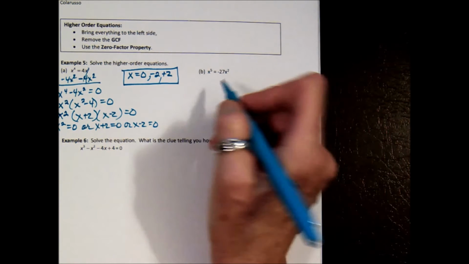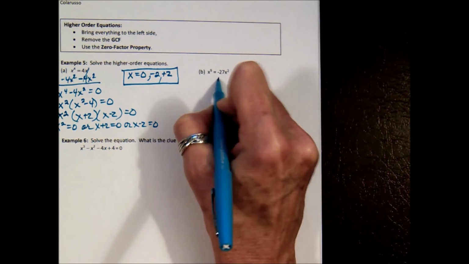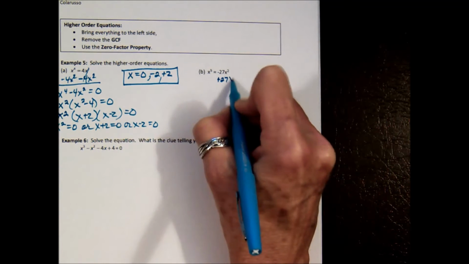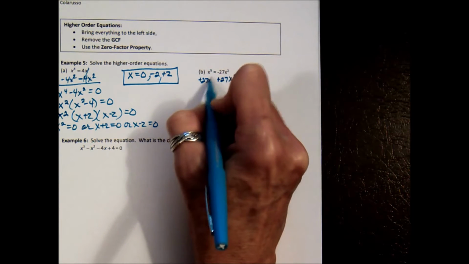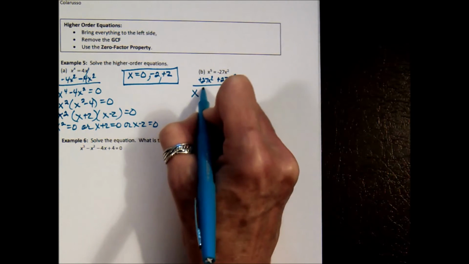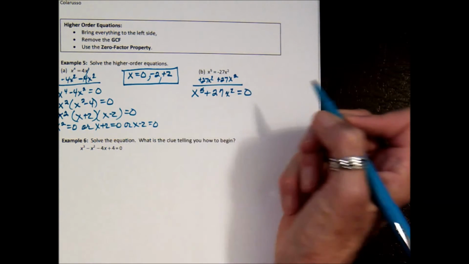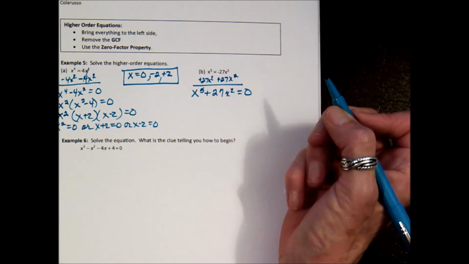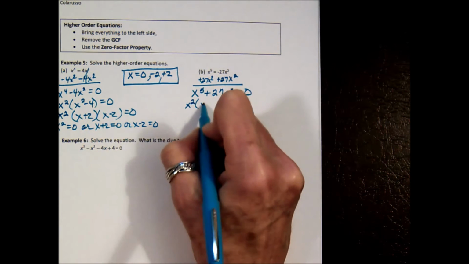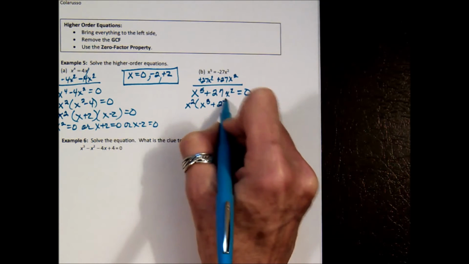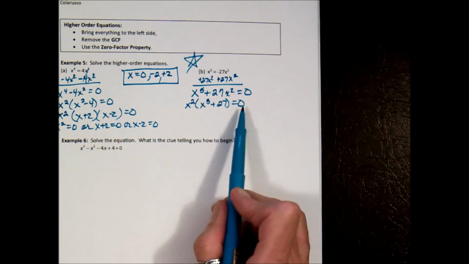Same thing here. Let's add the 27x squared to both sides. So plus 27x squared. That gives me x to the 5th plus 27x squared equals 0. And now we are going to factor out the GCF, which is x squared, and we're left with x cubed plus 27 equals 0.